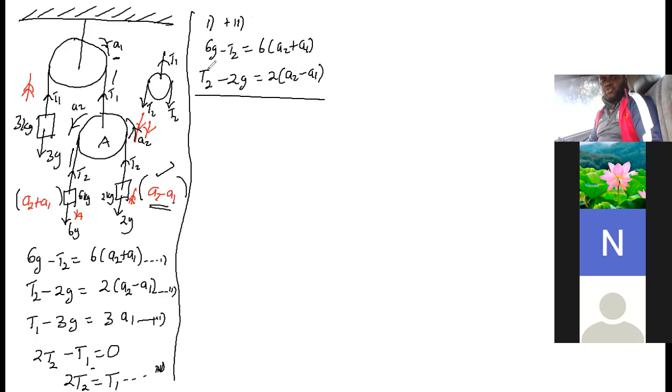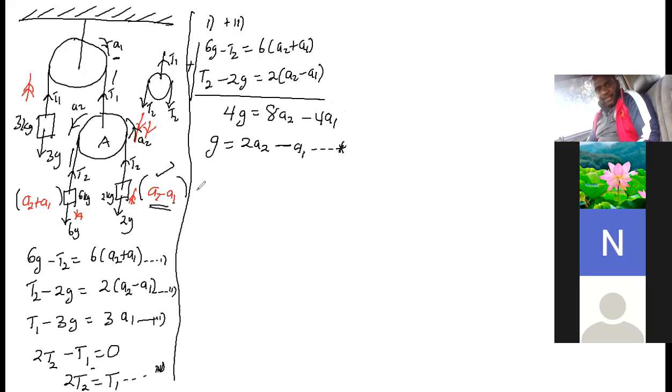When I add these two, I will have negative T2 plus T2, you get 0. While 6g minus 2g, you get what? 4g. Then I'll get 8A2. Then this minus that, I'll get minus 4A1. When I divide everything by 4, I'll get g is equal to 2A2 minus A1. Let me call this a new equation, star.